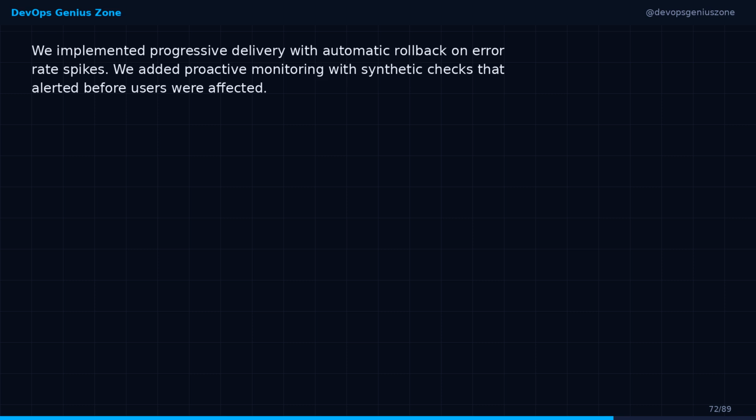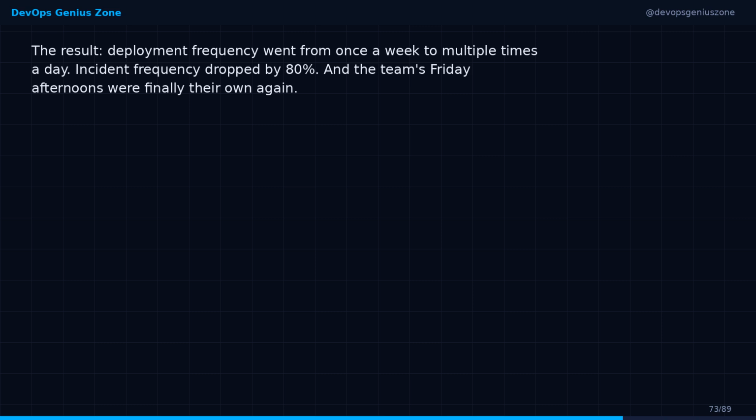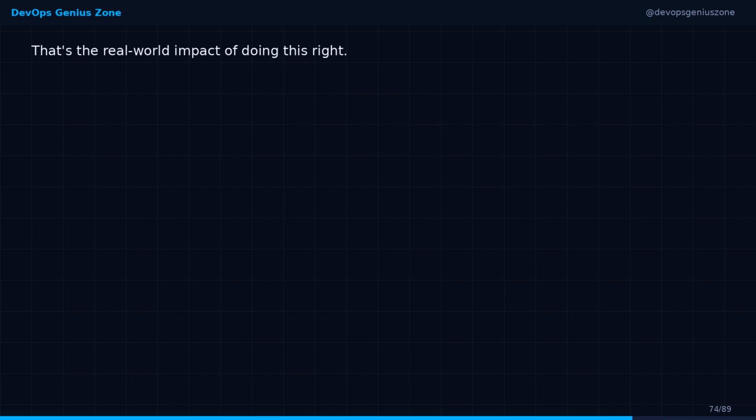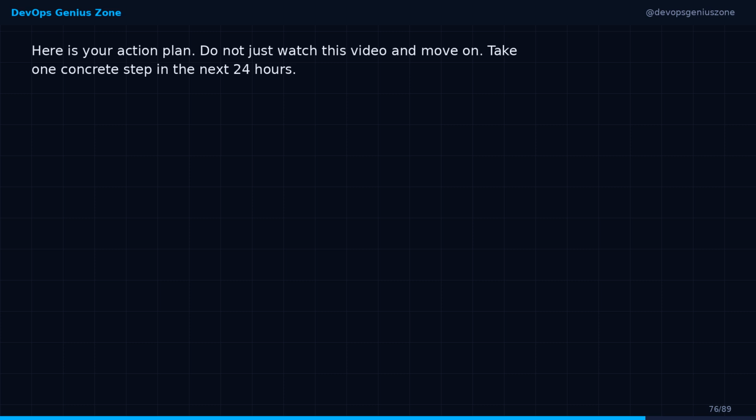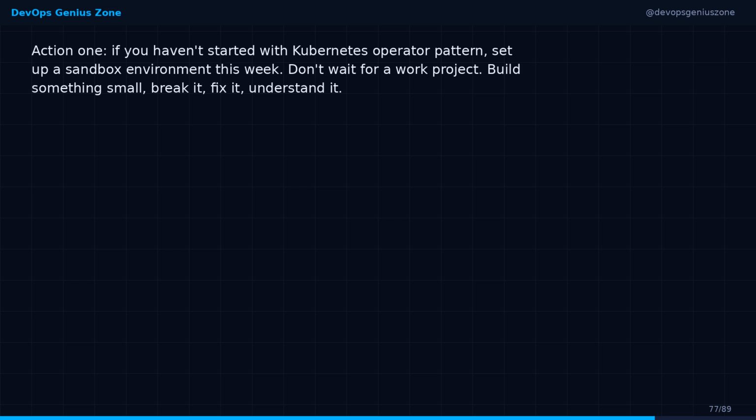Over 8 weeks, we implemented Kubernetes operator pattern properly. We migrated to declarative configuration managed in Git. We set up automated validation in CI. We implemented progressive delivery with automatic rollback on error rate spikes. We added proactive monitoring with synthetic checks that alerted before users were affected. The result, deployment frequency went from once a week to multiple times a day. Incident frequency dropped by 80%. And the team's Friday afternoons were finally their own again. That's the real-world impact of doing this right.